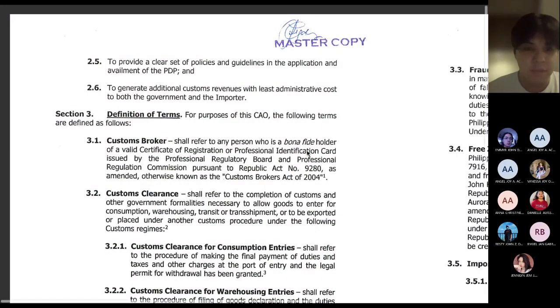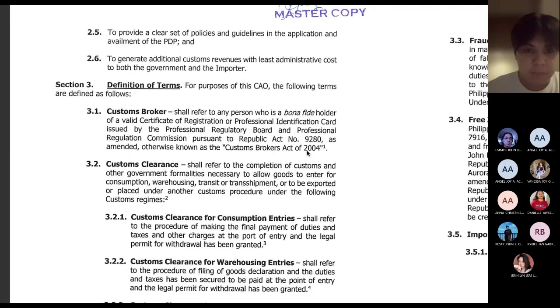Section 3. Definition of terms. For purposes of the CAO, the following terms are defined as follows. 3.1 Customs broker shall refer to any person who is a bona fide holder of a valid certificate of registration or professional identification card issued by the Professional Regulatory Board and Professional Regulation Commission pursuant to Republic Act Number 9280, as amended, otherwise known as the Customs Brokers Act of 2004.